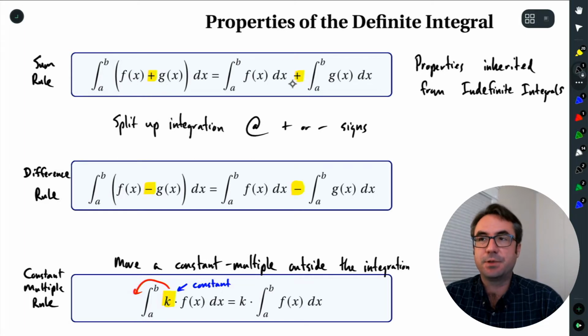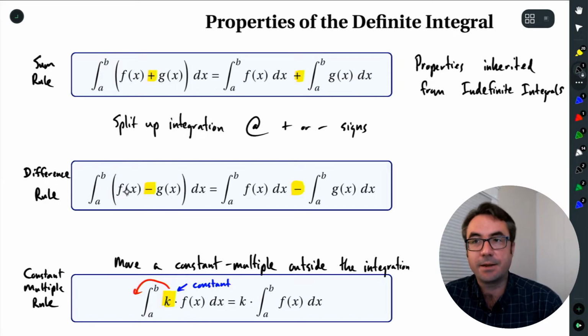Well, what could we do? We could split that up. Or if it was f of x minus g of x, what could we do? We could split up the function and just focus in on each part. Or if we had a constant multiple, we can move that constant out in front. So all three of these properties involved the function we were integrating. Nothing really here was happening with these limits of integration.